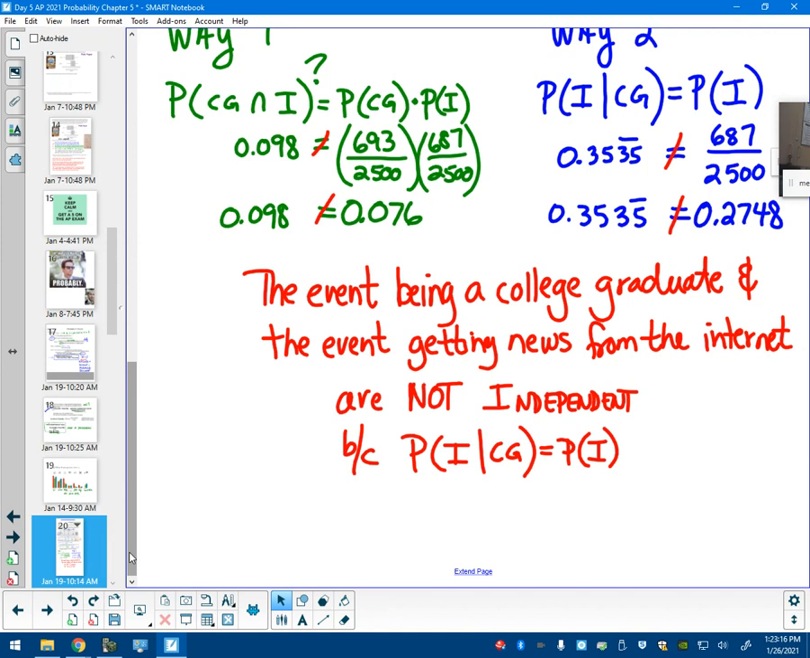But if I say to you, hey, wait a minute, the person I picked is a college grad, do you change your mind about the probability of them getting their news from the internet? Yes, you do. That probability goes up about 8% to 35%. And doesn't it make sense that somebody who's been to college and graduated from college would be more likely than a general anybody to get their news from the internet?